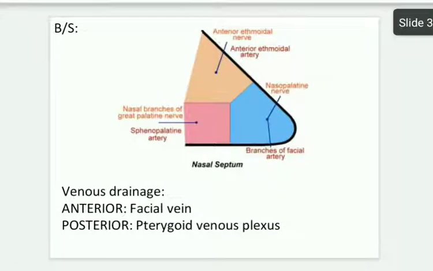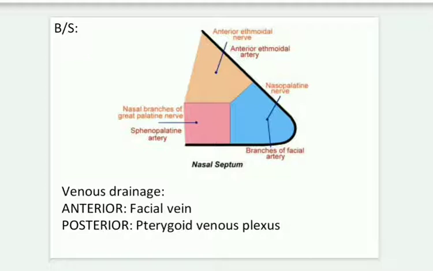When coming into the blood supply, it is divided into four parts: anterior superior, posterior superior, anterior inferior, posterior inferior. Your anterior superior is supplied through the ethmoidal arteries, and posterior superior is supplied by your sphenopalatine artery. Anterior inferior is a branch of facial artery, you can write simply facial artery or superior labial branch of facial artery. And posterior inferior is supplied by your greater palatine artery.